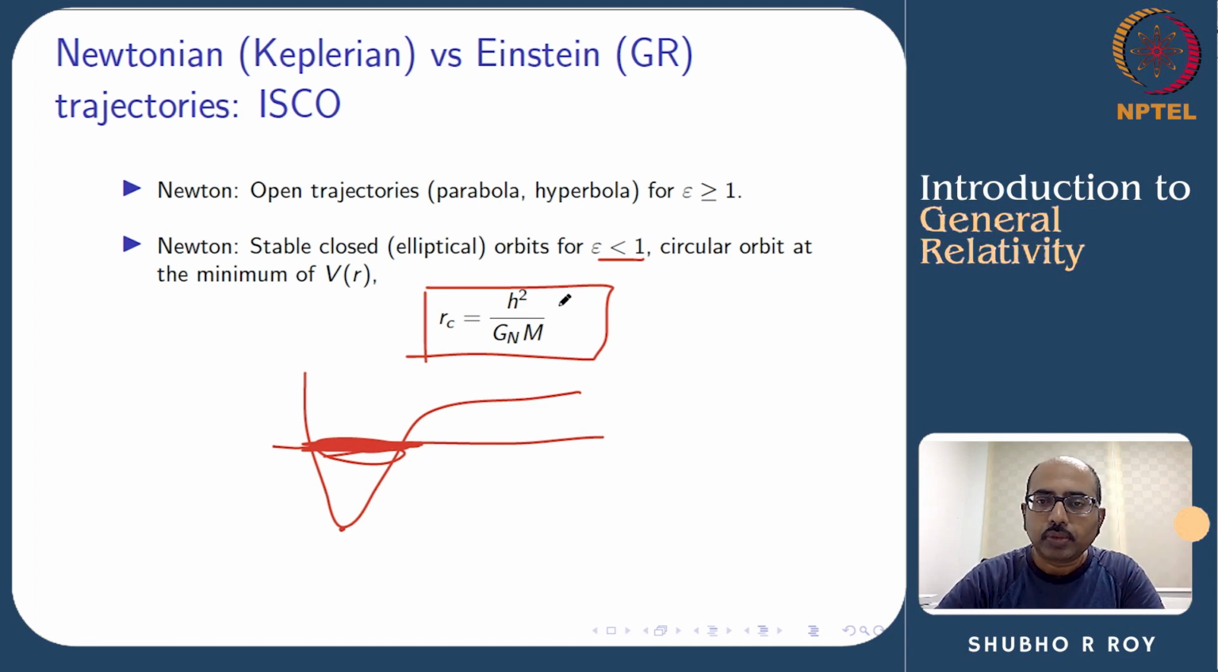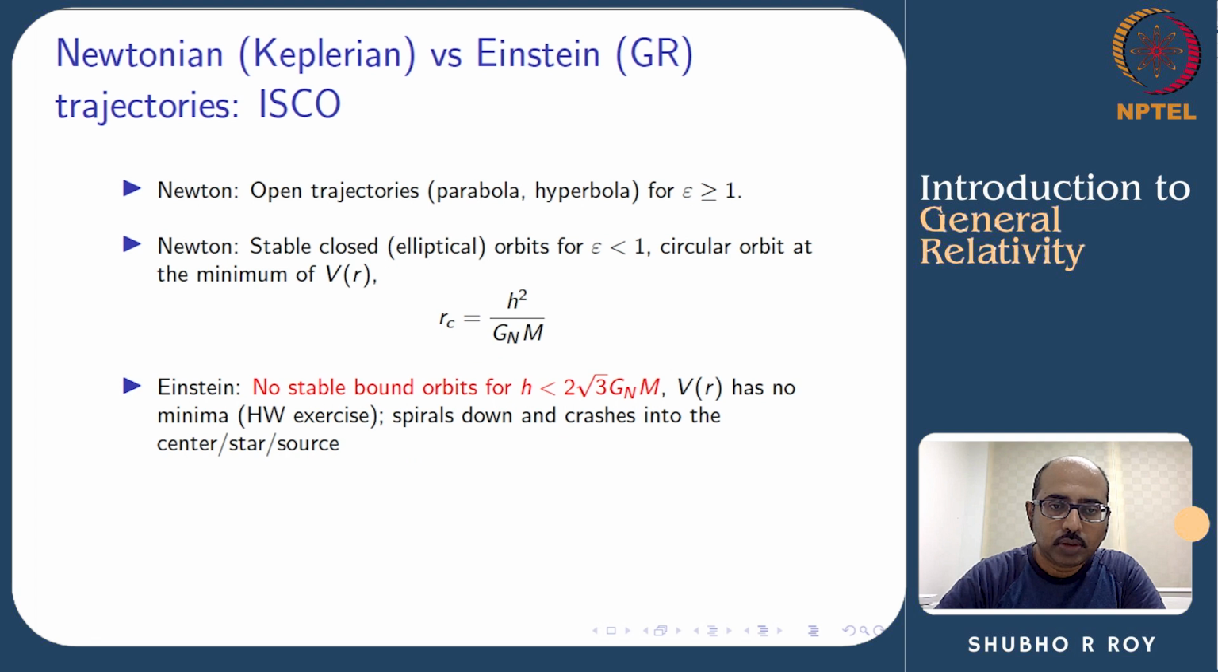Okay, a circular orbit will always be there. So this r_c exists for all values of h. There's no restriction, and this is going to change in Einstein theory. In Newton's theory, you can have circular orbits for arbitrary angular momentum, no matter how small. On the other hand, in Einstein theory, you will see there is a threshold below which there are no stable circular orbits. All right, as I was mentioning, there are no stable bound orbits for angular momentum less than this threshold value.